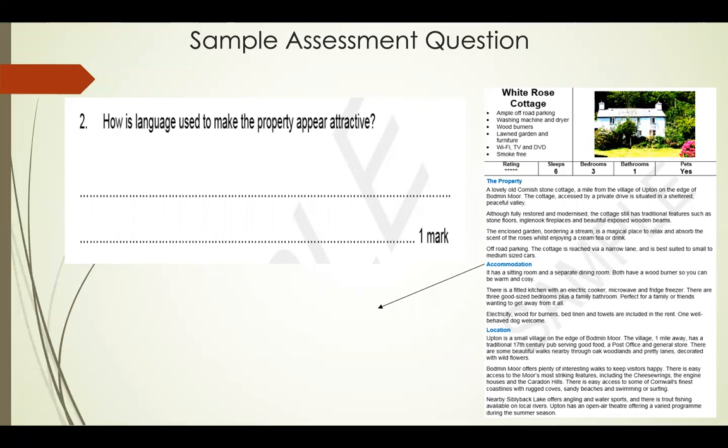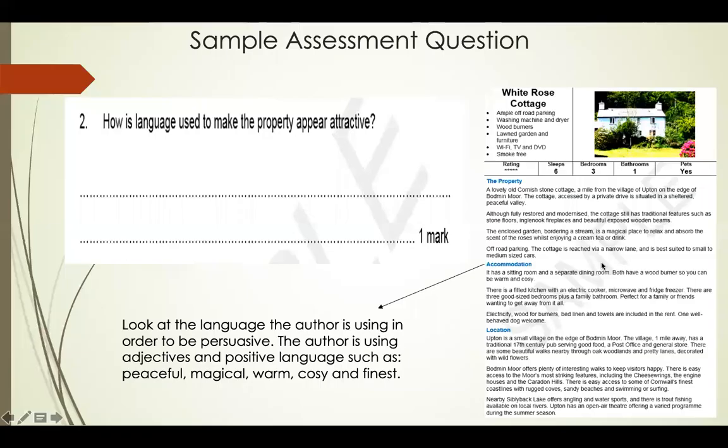It's just to test your knowledge from today's lesson. So in a future video, we will be going over the English language paper. But for today's session, we are just looking at language techniques specifically. So pause the video and have a go at the question. Look at the language the author is using in order to be persuasive.